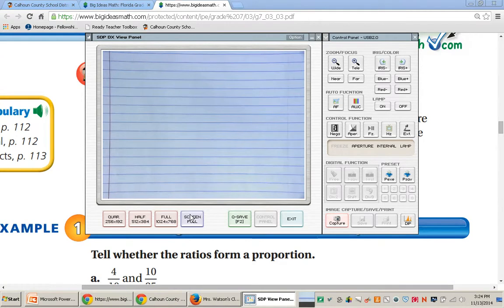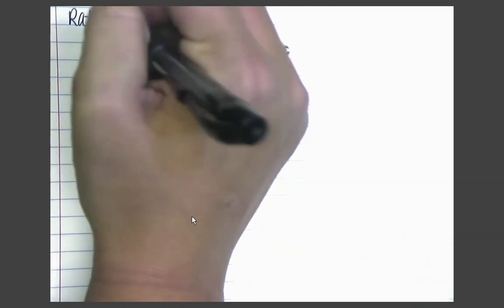Today we're going to be talking about proportions and if they are equivalent or not. Equivalent means to be equal. A proportion is an equation stating that two ratios are equivalent, okay? Two ratios are equivalent. Now a ratio, before we move on, I want you to know the definition of ratio.